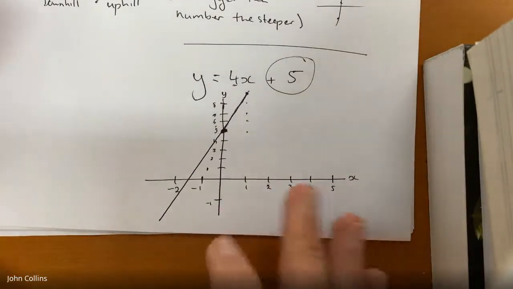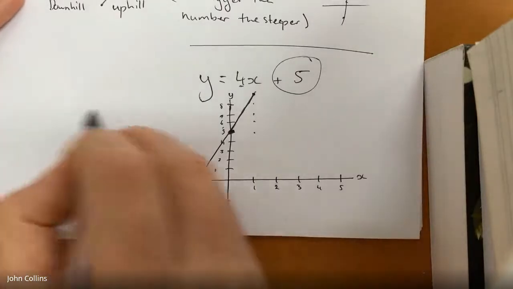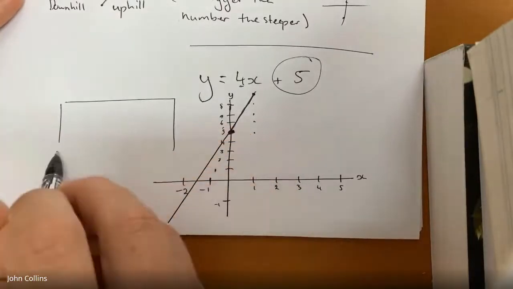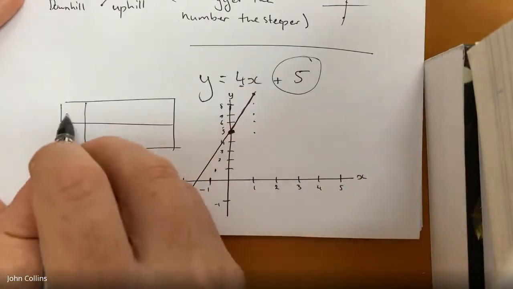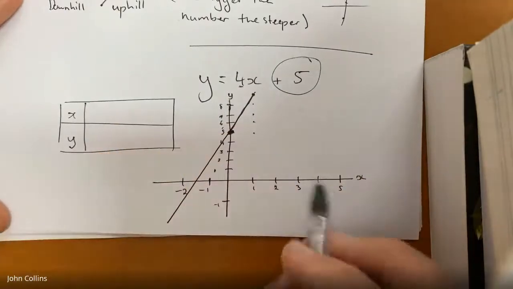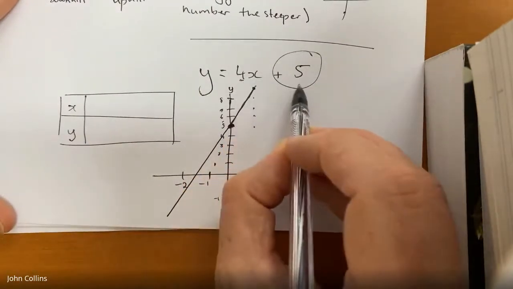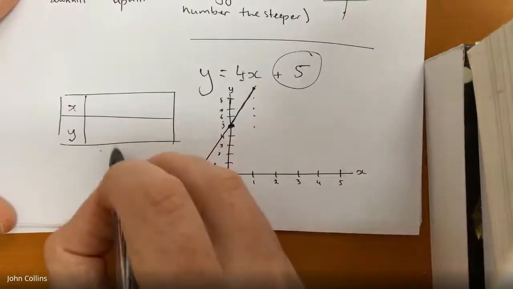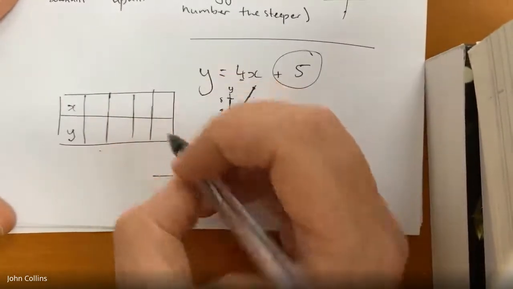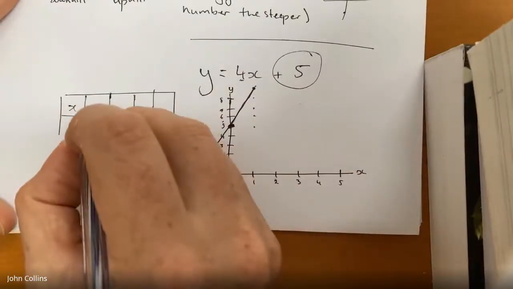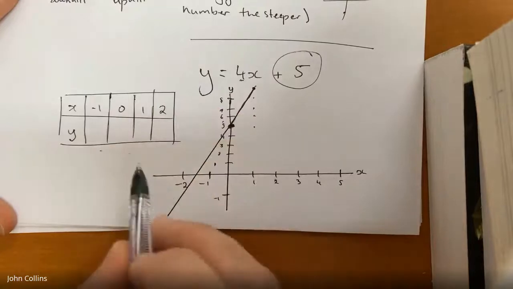Now, maybe you don't believe me. So perhaps we create a table. Okay, so I'm going to get X and Y. Now, I know my rule. My rule is to add 4 each time, for the Y coordinates. So let's just pick -1, 0, 1, and 2. Now 1 and 2 should be okay.